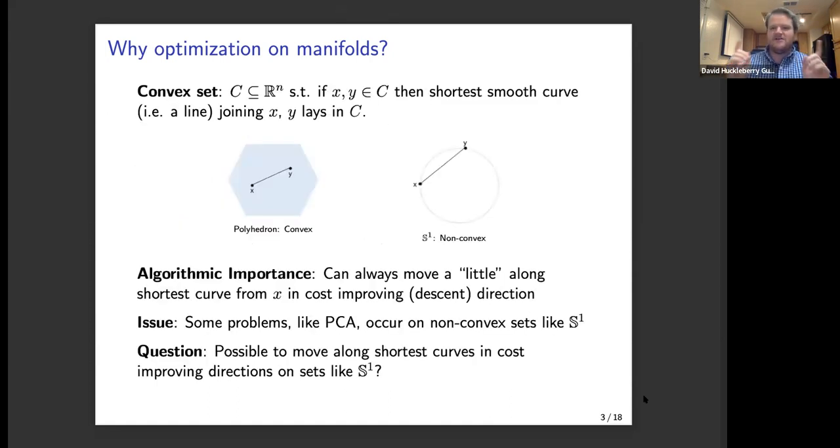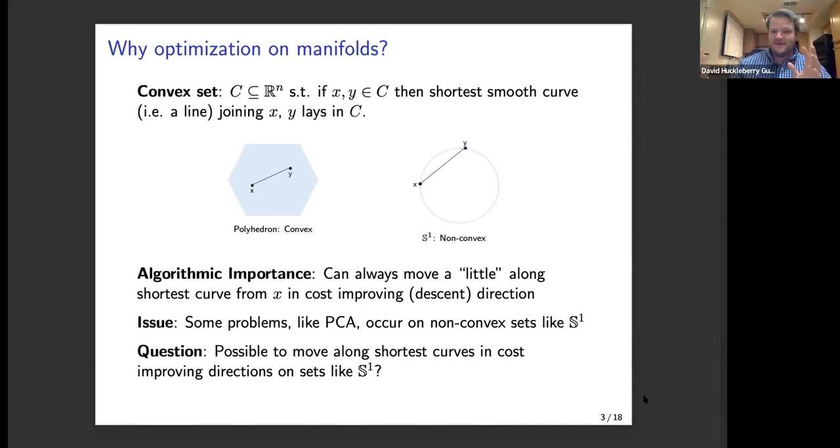And why do we care about convexity? Well, if I take two points in a set, then the shortest smooth curve between them, a line, lies entirely in the set. So of course, a polyhedron is very convex. The circle, unfortunately, is very non-convex. So what's the importance of convexity? Well, I can always move a little bit along the shortest curve from the current point in a cost-improving or descent direction.